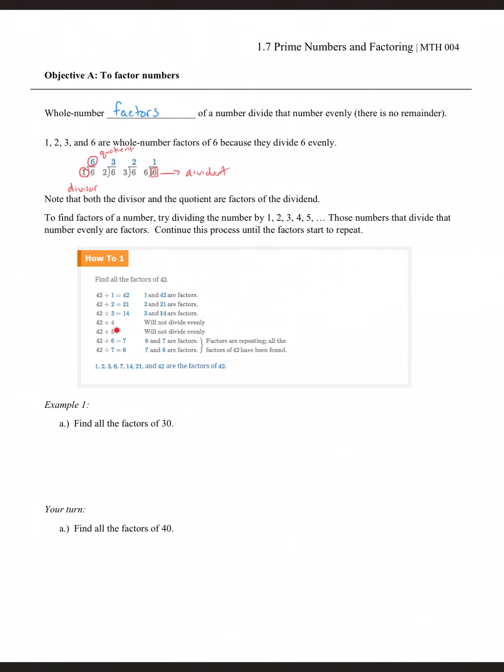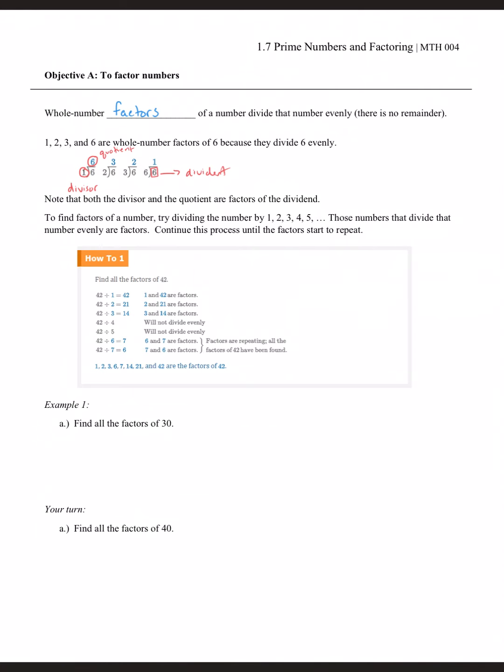Now, if we do 42 divided by 4, and if you need to use your calculator to help you, feel free to do so. We're getting a decimal, which tells us that 4 is not a factor. We know 5 does not go into 42 evenly. We notice 6 does 7 times, and we notice 7 does 6 times. Once we start repeating our factors, we know we found all the factors of 42.